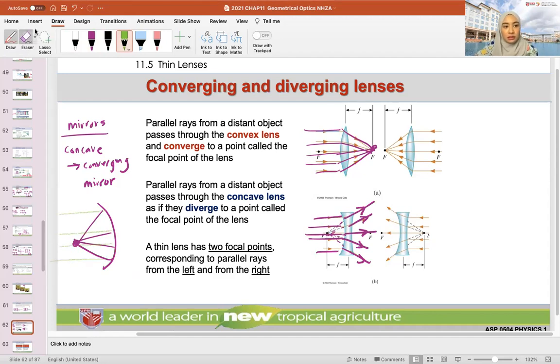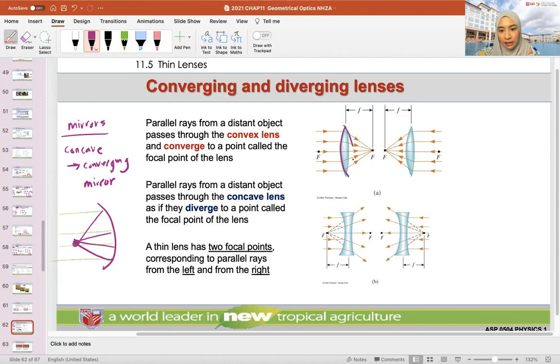But for lenses, how do we remember the shape for converging versus diverging? So this is a convex lens. Dia kembung. Sama juga. Dia kembung. Kalau mirror pun dia kembung kan? Mirror untuk convex. But for lens, dua-dua belah kembung. Kalau mirror sebelah aja, sebab sebelah aja lah yang berfungsi pun kan? Kalau lens, dua-dua kembung. And your light depends on the boundary.